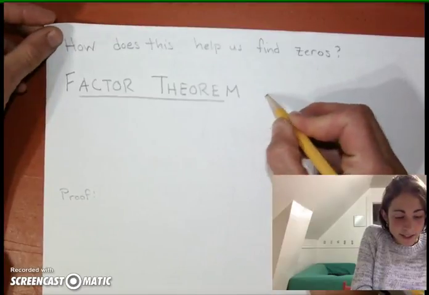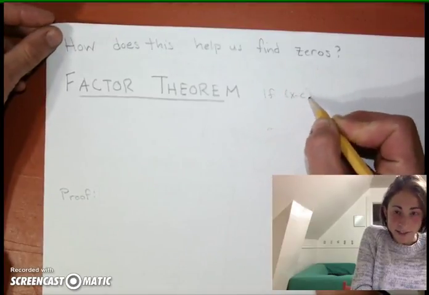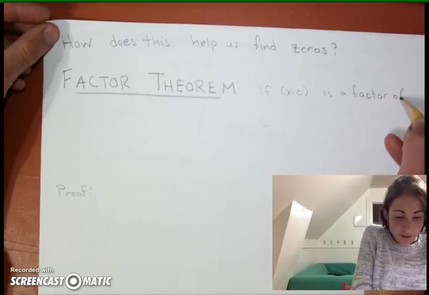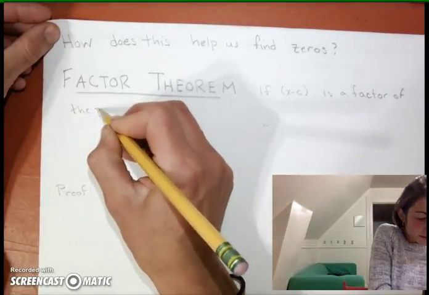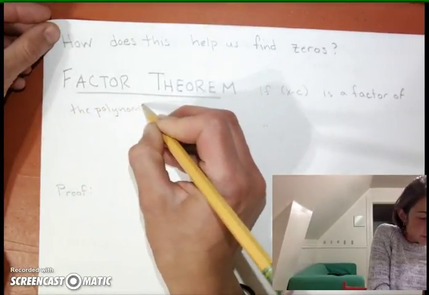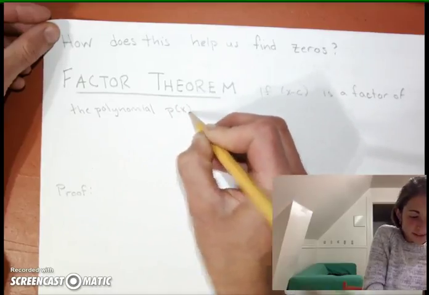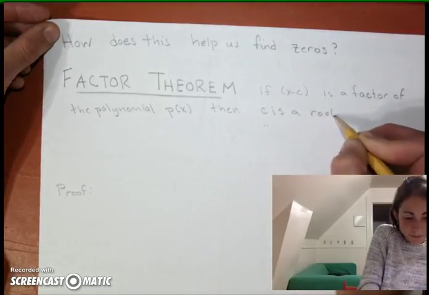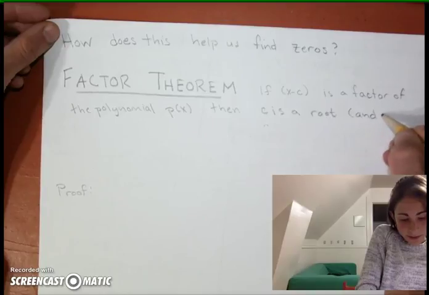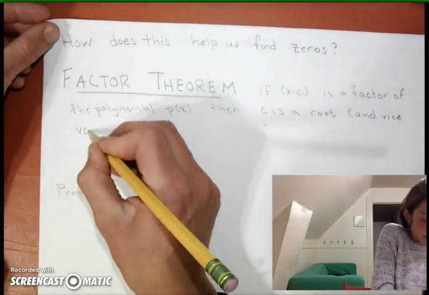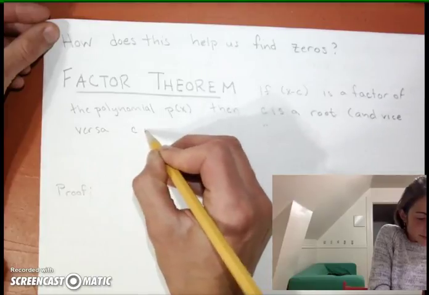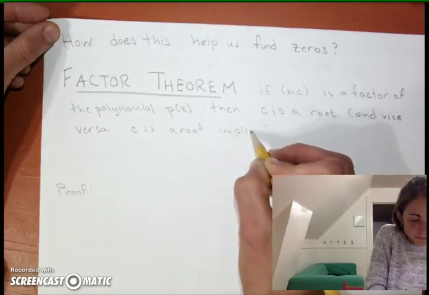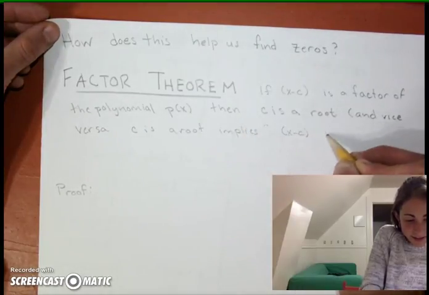What it says is if x minus c is a factor of the polynomial p of x, then c is a root, and vice versa. That means c is a root implies x minus c is a factor.